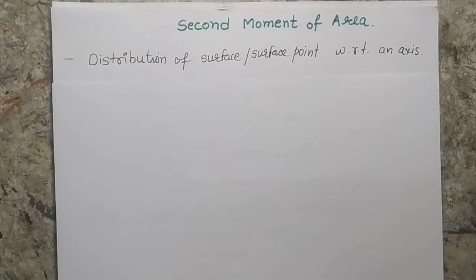This session is dedicated to understanding the second moment of area. Basically, the second moment of area is a mathematical term we have defined to understand the distribution of a surface, or a surface point, with respect to an arbitrary axis.